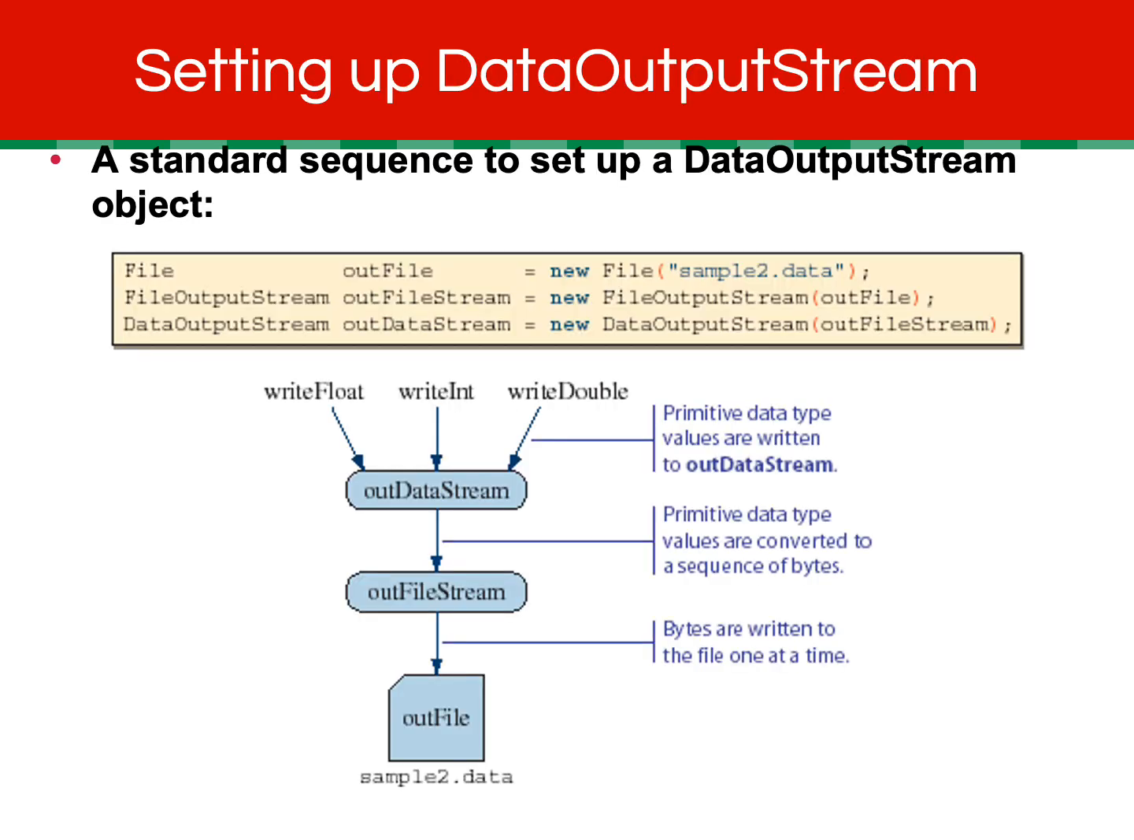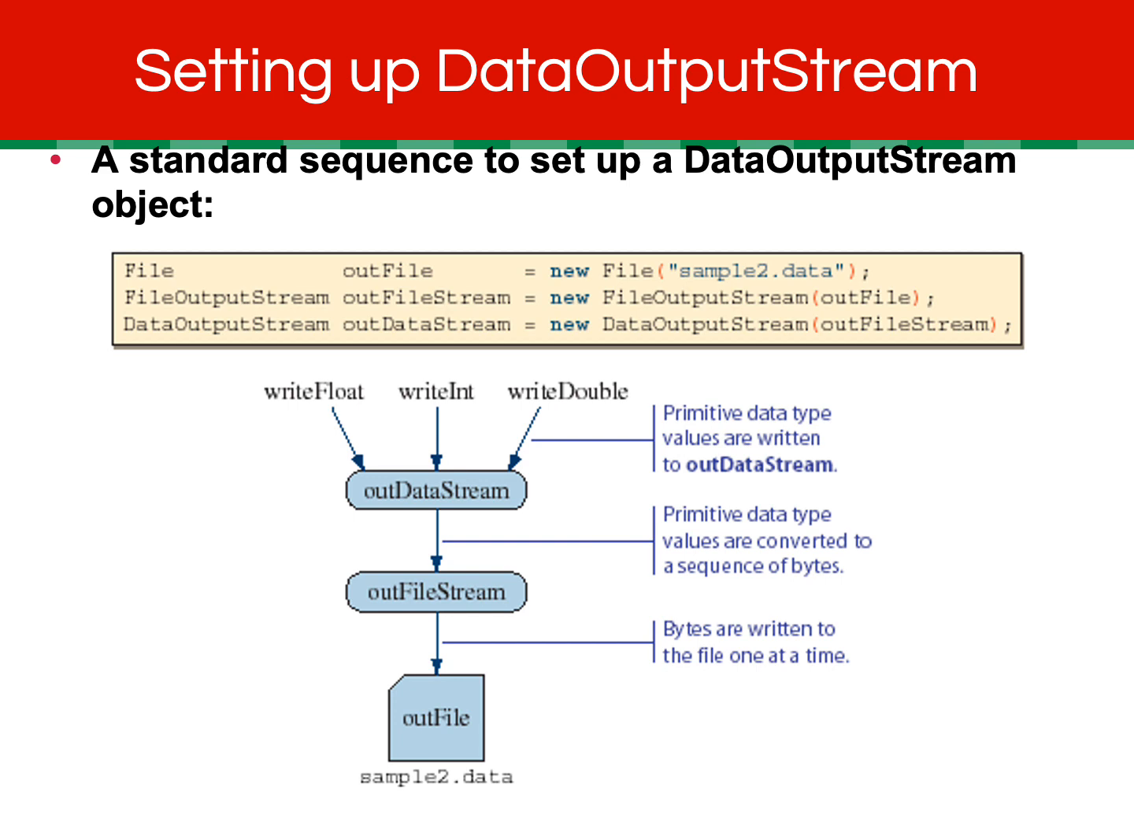Going back to our streams for data-level binary file input and output, a standard sequence to set up a DataOutputStream object requires 3 lines of code. The first one, we would have our file object, which is File outFile equal to new File, and the name of the file. The example here is sample2.data. Then we would save it as bytes, so we have FileOutputStream outFileStream equal to new FileOutputStream(outFile). To have the primitive data values, we would write DataOutputStream outDataStream equal to new DataOutputStream(outFileStream).